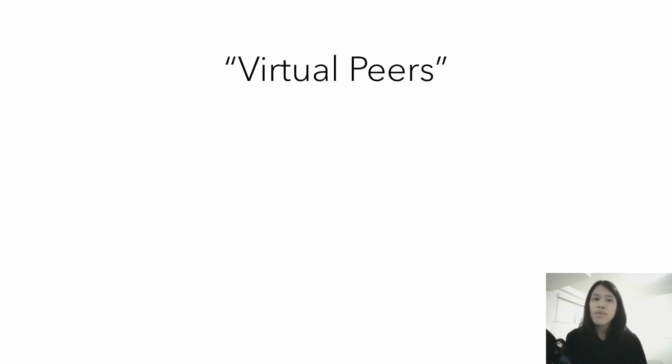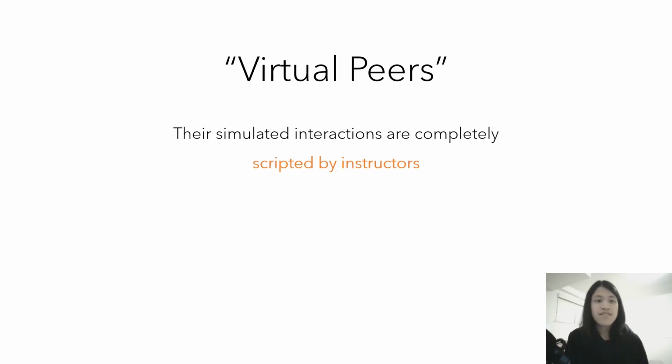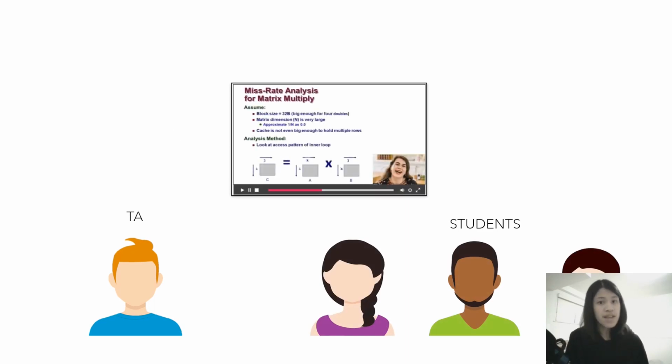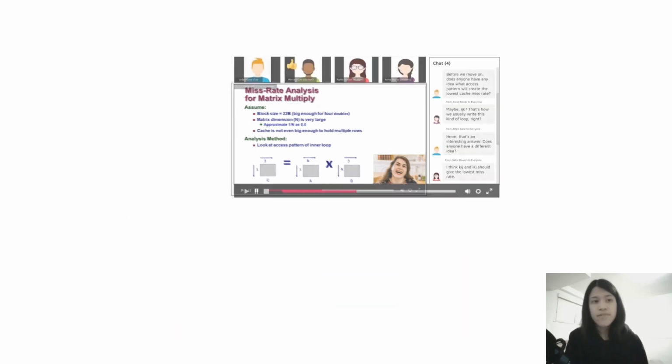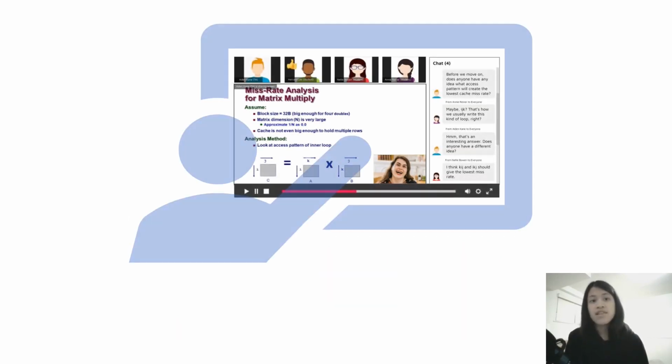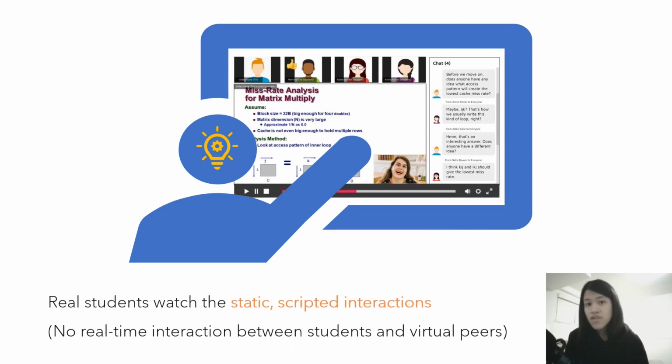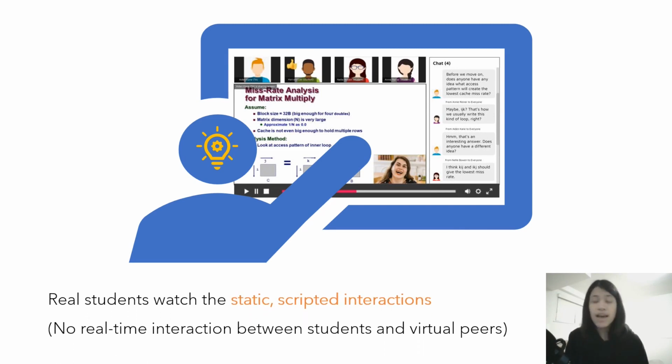In this project, we proposed virtual peer interactions. These interactions are scripted by instructors to augment existing videos, and the scenario is one where a virtual TA and a couple of virtual students watch the lecture video for the first time together and interact with each other on topics related to the video. The real student can learn extra content from observing the interactions between the virtual peers, and it should be noted that there is no interaction between the real student and the virtual peers.